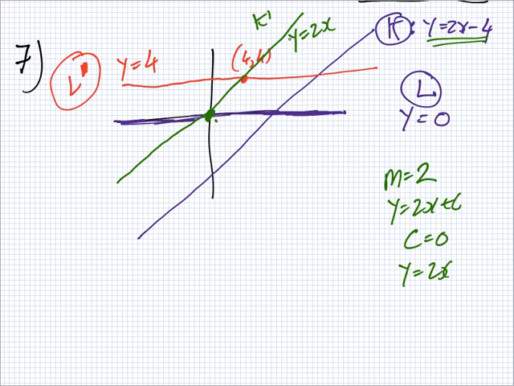Now I drew that wrong, didn't I? Because (4, 4) shouldn't be on it, should it? It should be something different. Oh yes, I think there's actually a mistake in this one. I think there's a typo in this.